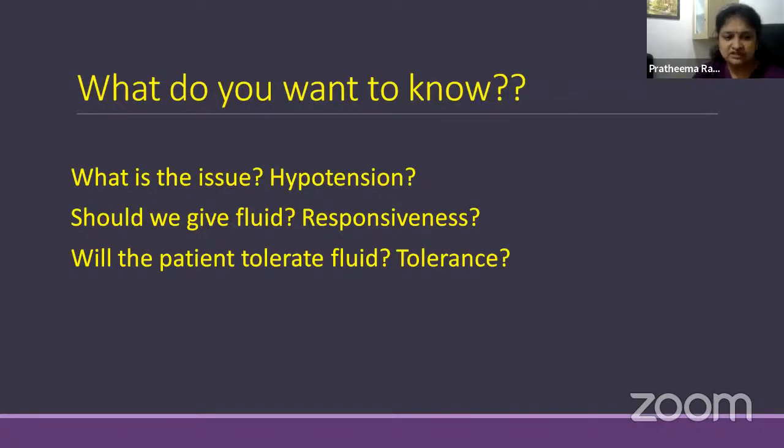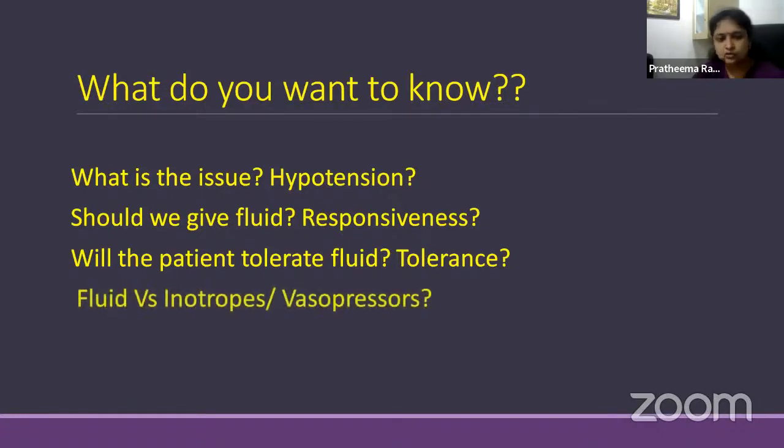Usually we just rush in 500 ml. Will the patient tolerate fluid? That is what we need to think about before doing anything. So is it going to be fluids or inotropes? I'm going to be thinking that I have to give fluids for hypotension. My colleague would think that it's better to start noradrenaline or a dopamine drip.